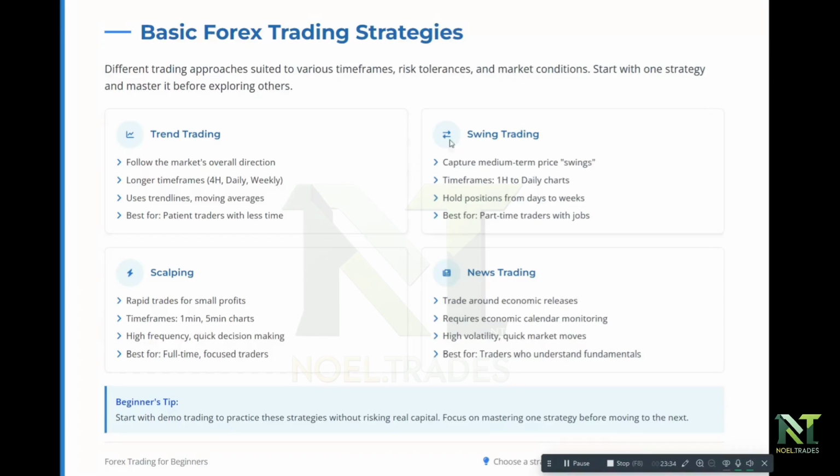And we have the swing. So the swing captures medium to long term swings, right? 1 hour to daily charts. Hold positions for days to weeks. Okay, it's best for part-time traders with a job. So you can choose this. So before you are selecting even a trading strategy, you need to put all these factors into consideration. You need to ask yourself, what type of trader do I want to be? With this, you will be able to create a strategy around it.